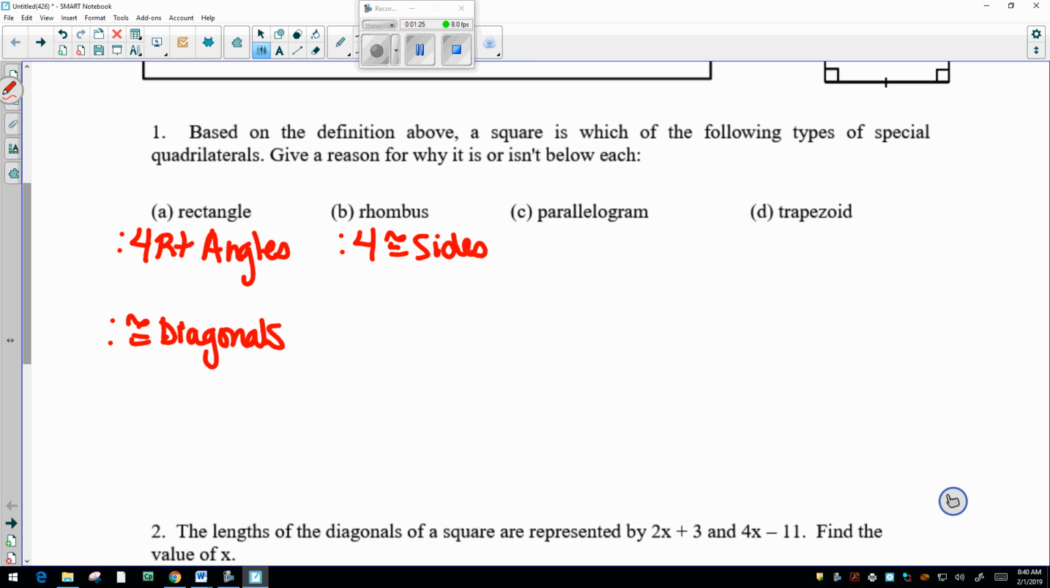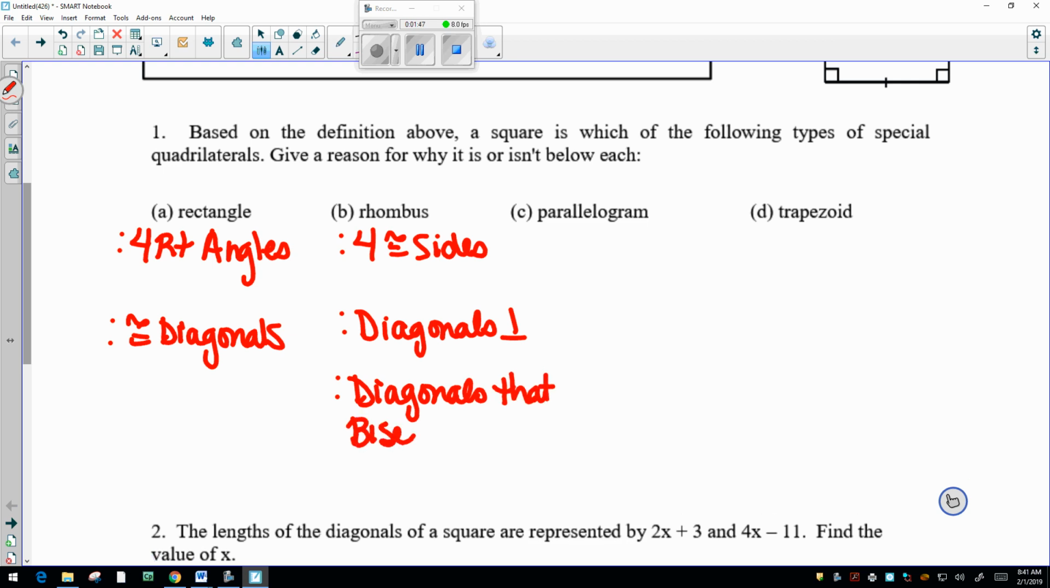Now, other properties that they also both share is both of them have diagonals that are perpendicular. And both of them have diagonals that bisect not only each other, but more importantly, opposite angles.